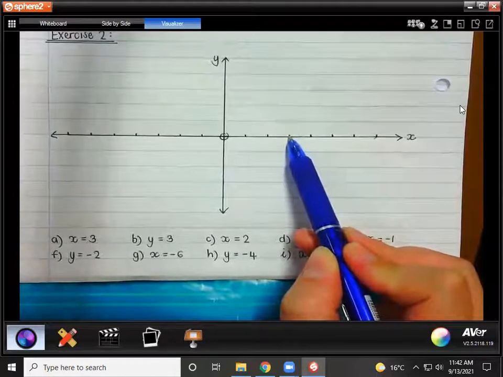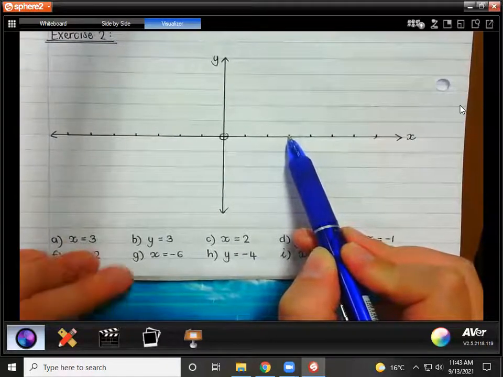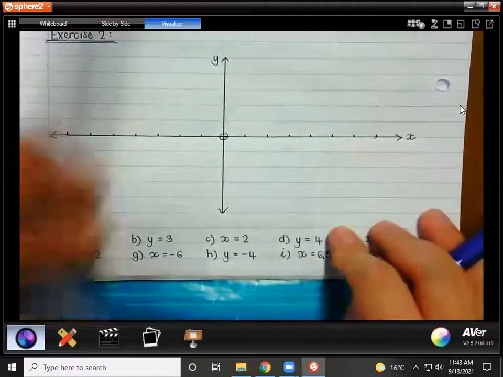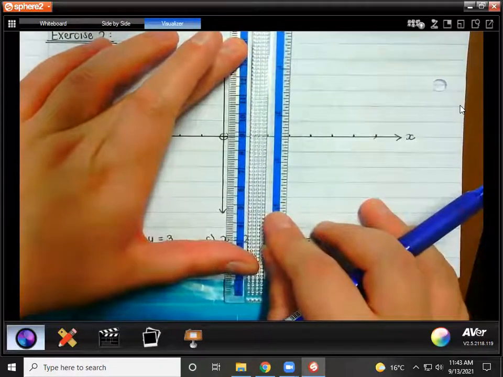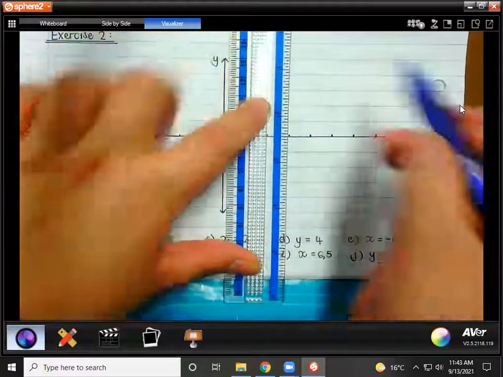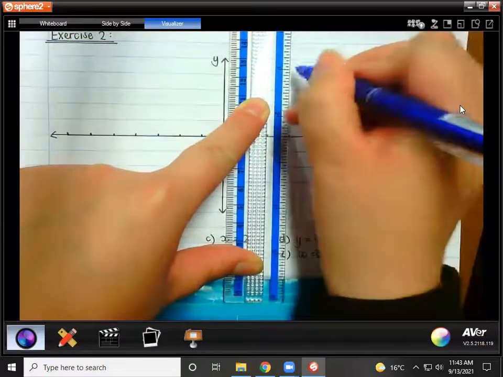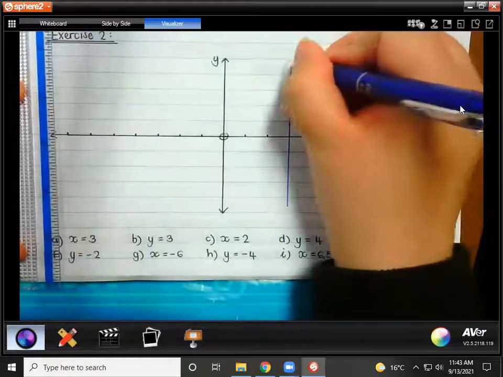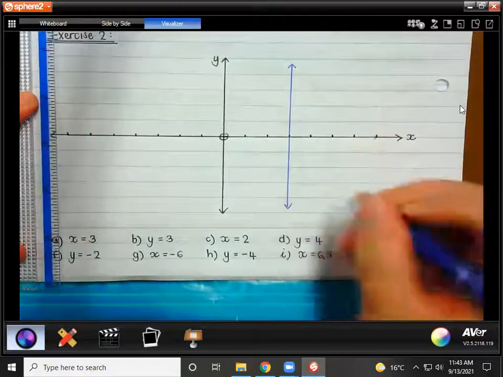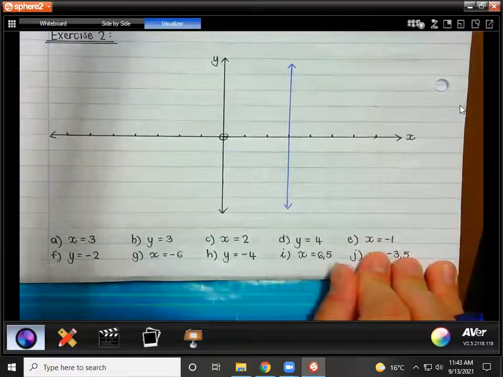And if it's just x equals 3, we know that it is a vertical line. So it's going to look like this. You're going to take your ruler and put it there where x equals 3 at that notch. And you're just going to draw a straight line going up and down from that x value. And that is your line.